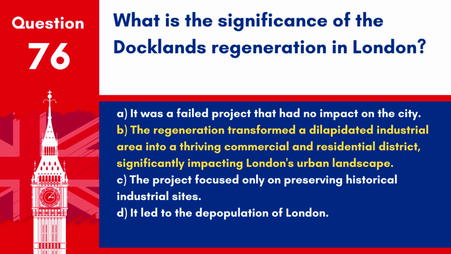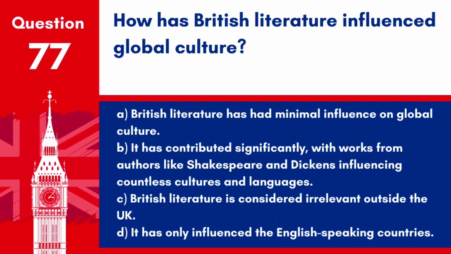Answer: B. The regeneration transformed a dilapidated industrial area into a thriving commercial and residential district, significantly impacting London's urban landscape. The Docklands regeneration is one of the most notable examples of urban redevelopment in London, revitalising previously underused areas and contributing to the city's economic diversity. Question 77. How has British literature influenced global culture?